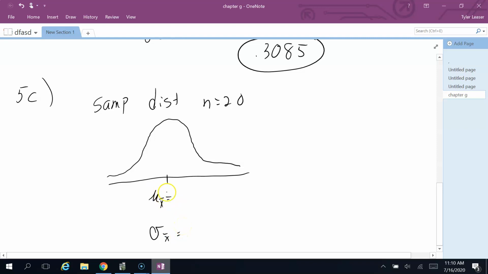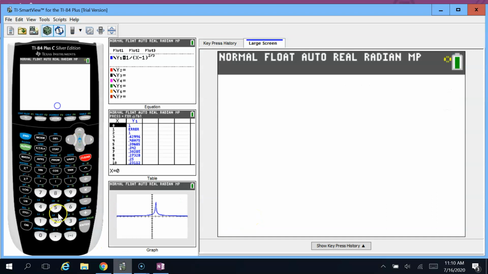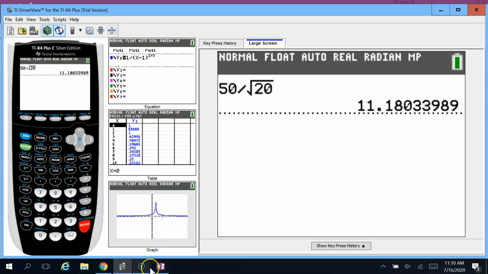The mean of the sampling distribution stays the same as the original mean of the population. Every single one of these sampling distributions is going to be centered at the same spot that the population is centered. But the standard deviation has changed. The formula, remember, is the old standard deviation divided by the square root of the sample size. So for us, the old standard deviation for the population was 50, and we're going to divide that by the square root of the sample size, so square root of 20. I'm going to go in the calculator here and just type in 50 divided by square root 20. And we get a number, 11.18.